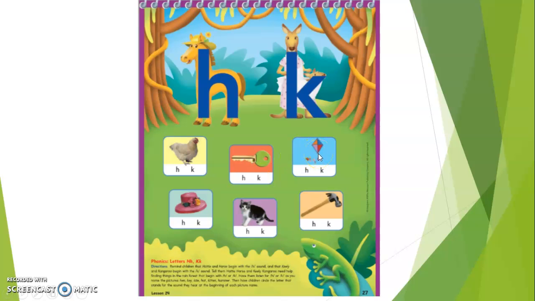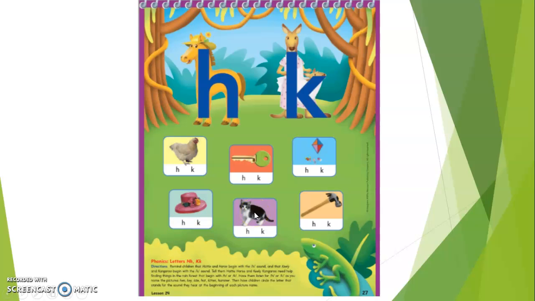Kite. Say the sounds in kite. /k/, /ī/, /t/. Does it begin with /h/ or /k/? If you said /k/, you are correct. Hat. Tell me the sounds in hat. /h/, /a/, /t/. Does it begin with /h/ or /k/? If you said /h/, you are correct.